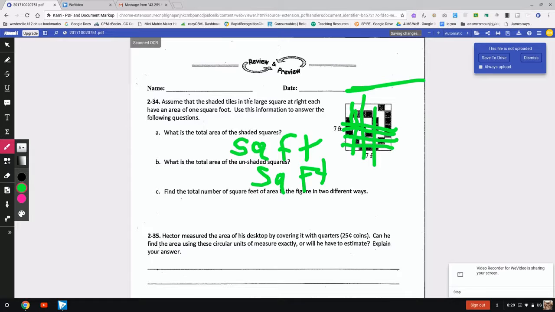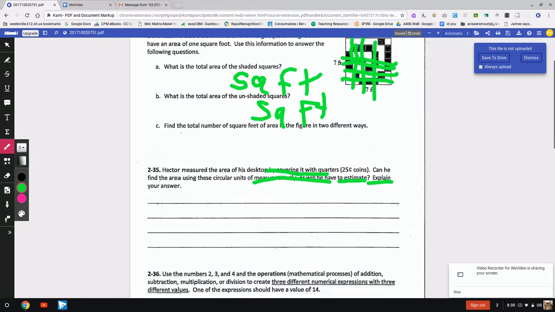Going down to 35, it's talking about Hector. He's trying to find the area of his desk like we did in class last week. Could he find the area using coins, or will he have to estimate? So you tell me, will he find the exact measure, or will he have to estimate? Make sure you pick one of those two and explain, kind of like you would in a language arts class.